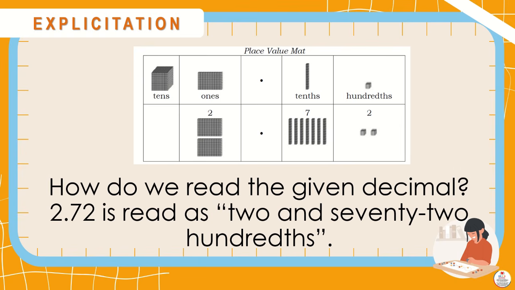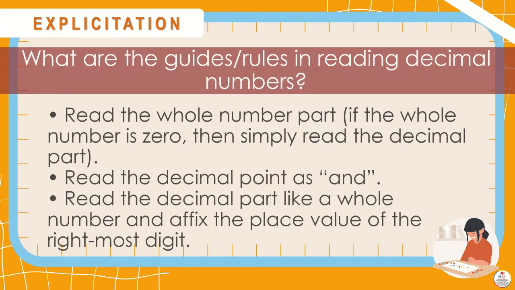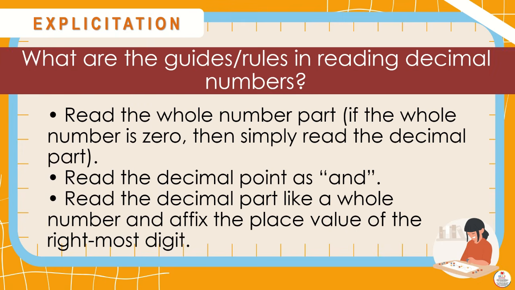How do we read the given decimal? 2.72 is read as 2 and 72 hundredths. What are the guides or rules in reading decimal numbers? Read the whole number part. If the whole number is 0, then simply read the decimal part. Read the decimal point as "and". Read the decimal part like a whole number and affix the place value of the rightmost digit.